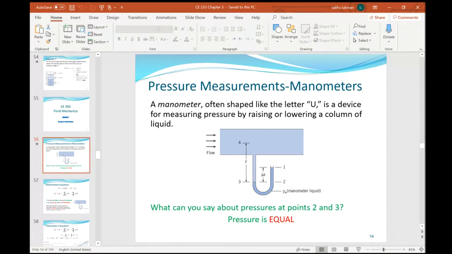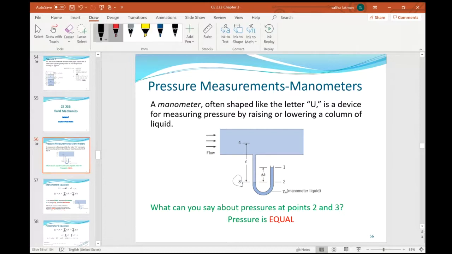And what can you say about pressures at point 2 and 3? One thing, if you look at 2 and 3, let me change the color. If you realize, point 2 and 3 are on the same elevation, and the fluid pressure at the same elevation is the same. It only varies with altitude, or with elevation. As you go up, pressure decreases. As you go down, it increases. And here you have the manometer. At point 2 and 3, the pressures are equal because they are on the same elevation.